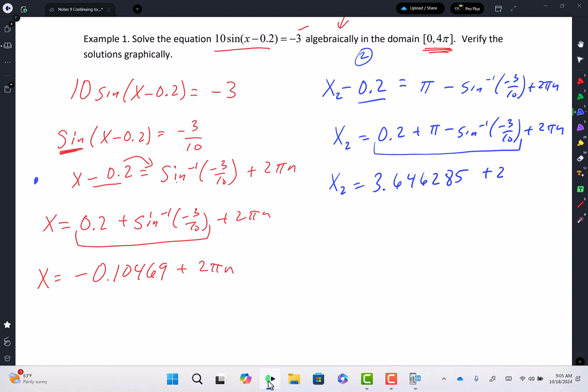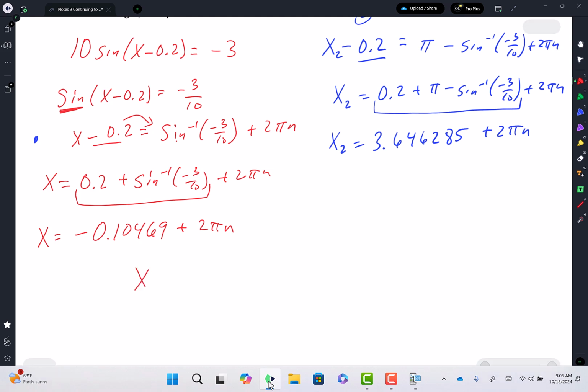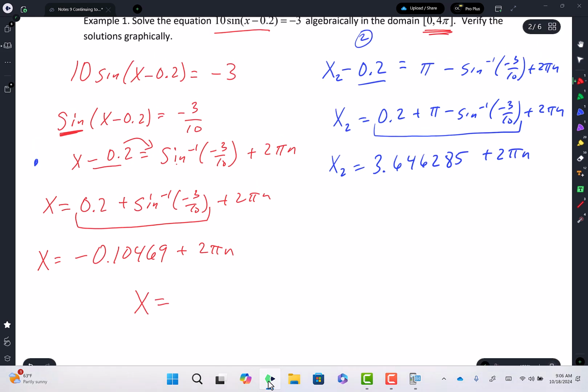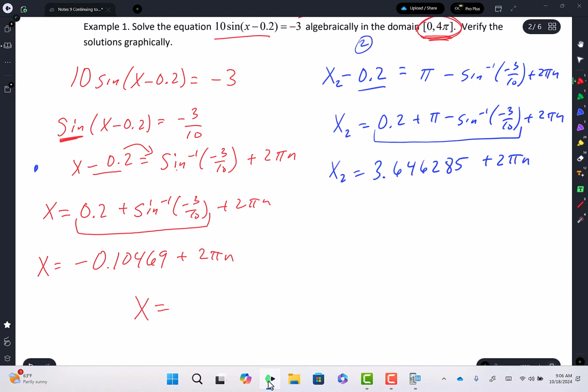646285 plus 2 pi n. How do we feel? Okay, I'm going to go back to red. Here are my answers. X equals, I'm only looking between what and what? 0 and 4 pi. This is not an answer in that domain. So this is my first one.